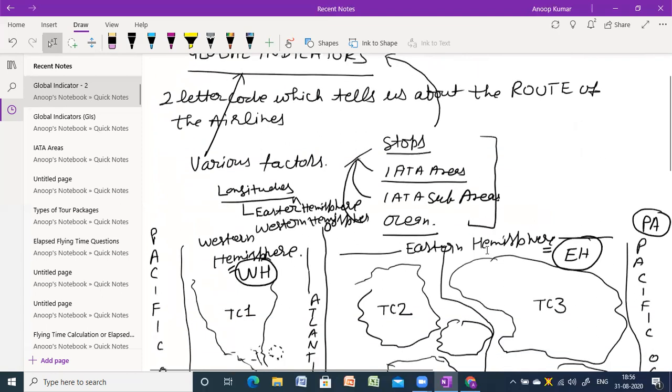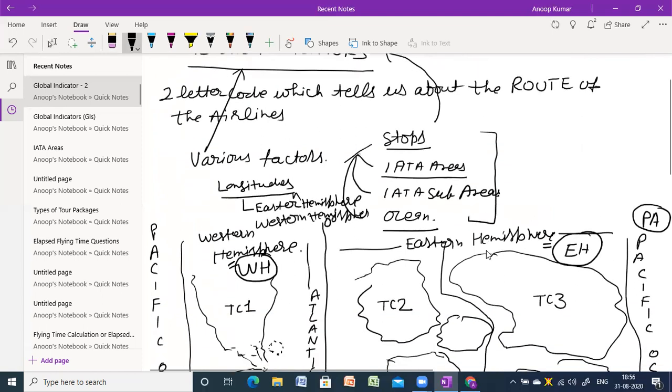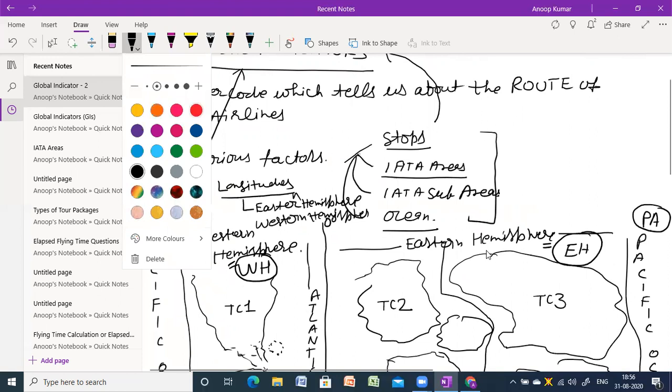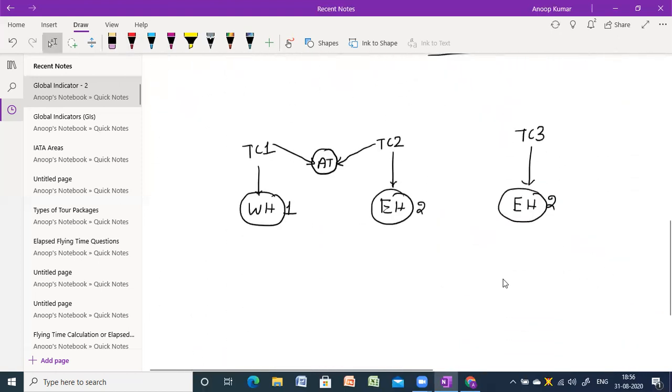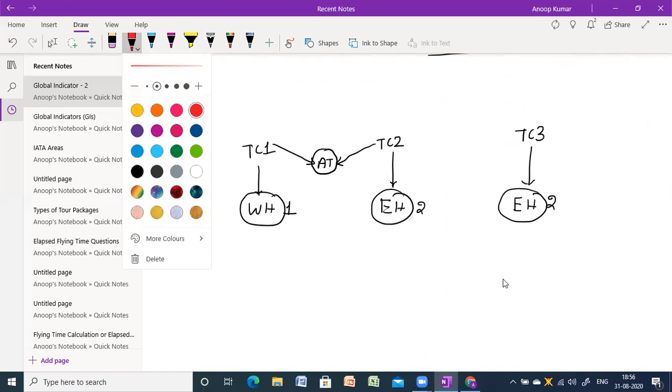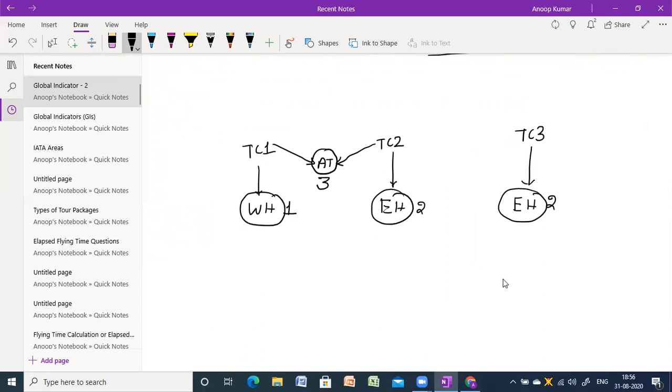This is the thing, like the stops which the airline is taking, the stops, then ITA areas, then ITA sub areas, and then the oceans. These things decide which global indicator will be applied. So if the airline is crossing the Atlantic Ocean, in that case the global indicator will be AT. So this is our third global indicator. I just write it number 3 over here.